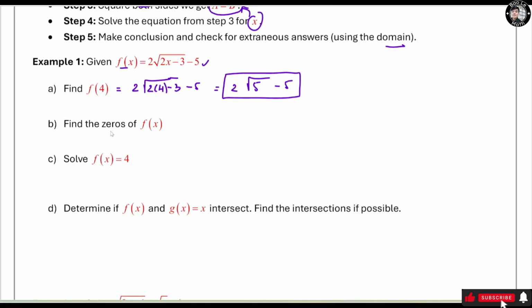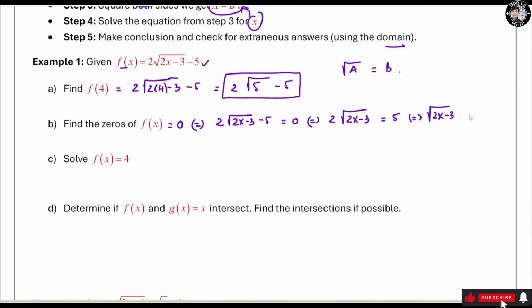Now question B. Find the zero of f of s, which means you're going to solve the equation f of s equals 0. So we have 2 square root of 2s minus 3, minus 5 equals 0. We're going to use the first case, square root of A equals B. So we're going to add 5 to both sides. It's going to be 2 square root of 2s minus 3 equals 5. Divide both sides by 2. So it can be square root of 2s minus 3 equals 5 over 2.